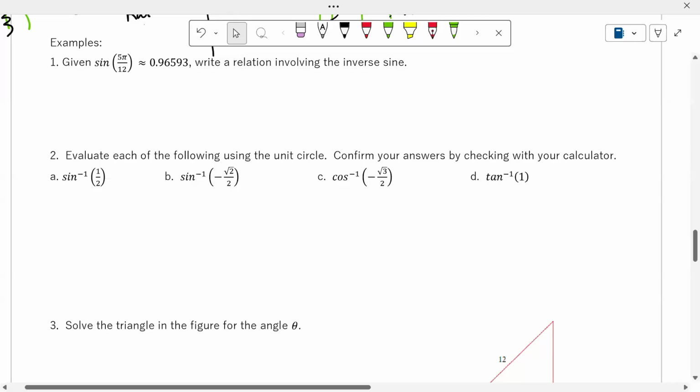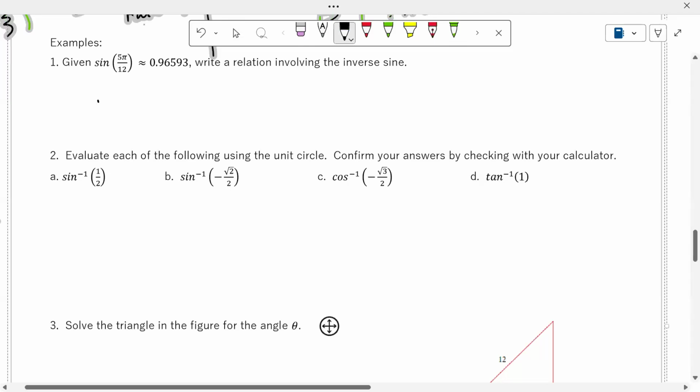Okay, let's look at examples with inverses here. The very top first example is the sine, not an inverse, the regular trig function, of 5 pi over 12, is equal to 0.96593. If we wanted to write a relationship amongst these values using an inverse sine, it would look like the following.